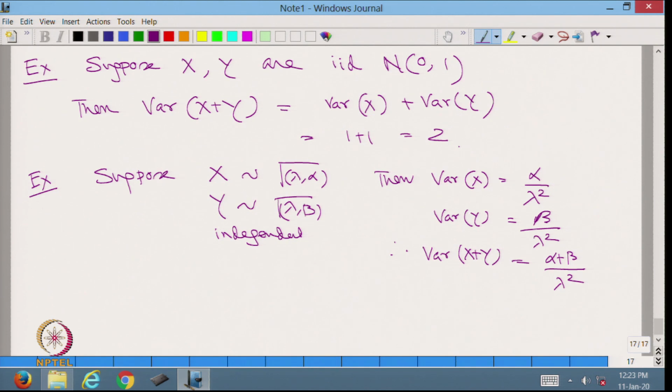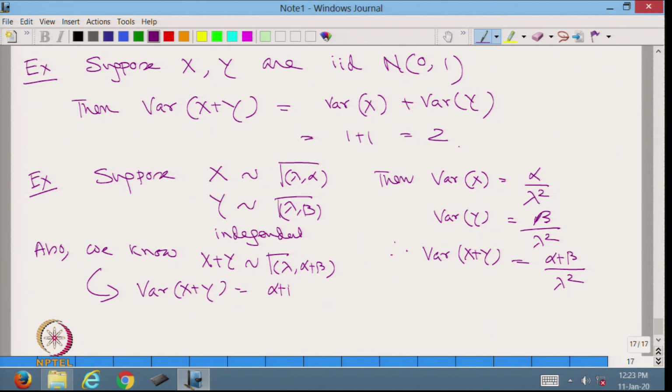On the other hand, we know x plus y will be distributed as gamma with lambda alpha plus beta. Therefore, from here we can conclude variance of x plus y is also going to be alpha plus beta upon lambda square. So, you can see that these two results are coming out to be equal.